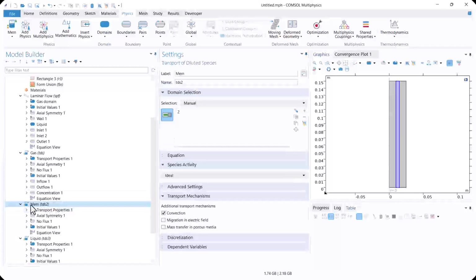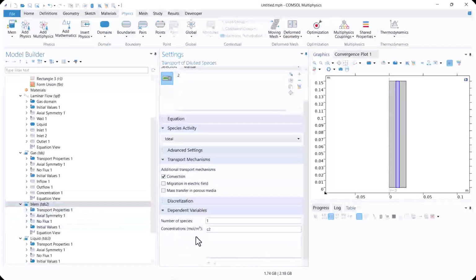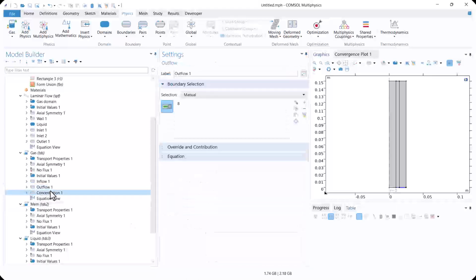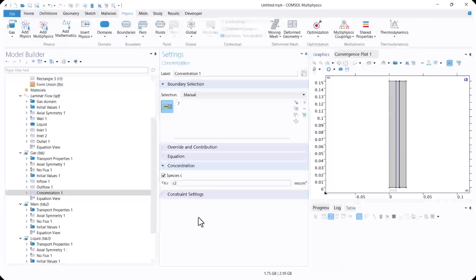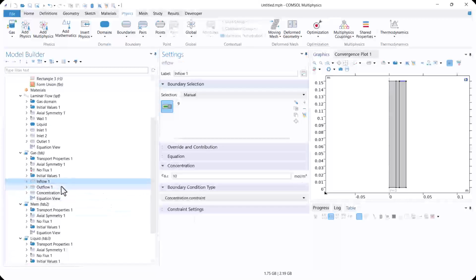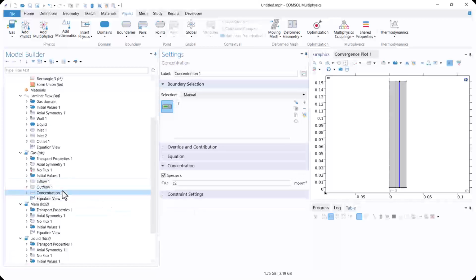So if we click on membrane and click on dependent variable, here you see the concentration of the gas component in the membrane is C2. So in concentration 1 we use C2. So it's our inflow, outflow, and concentration.